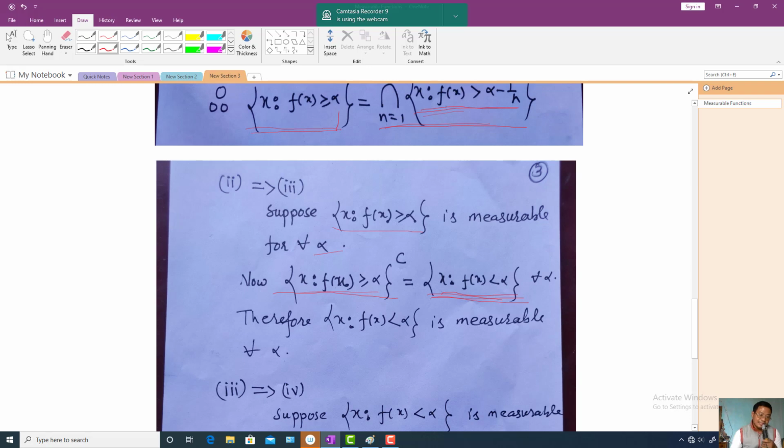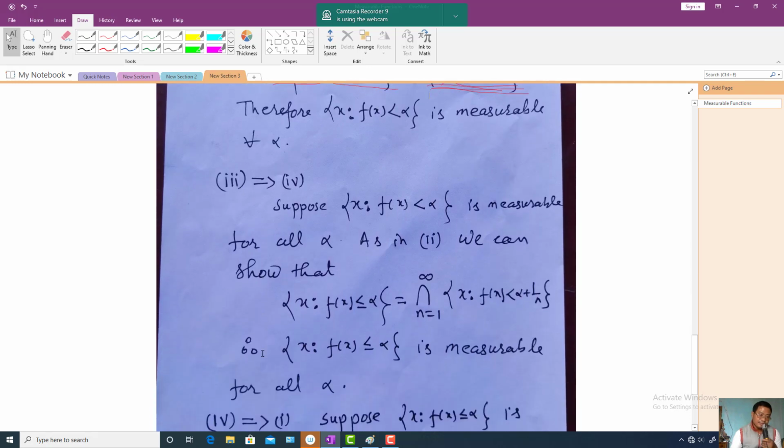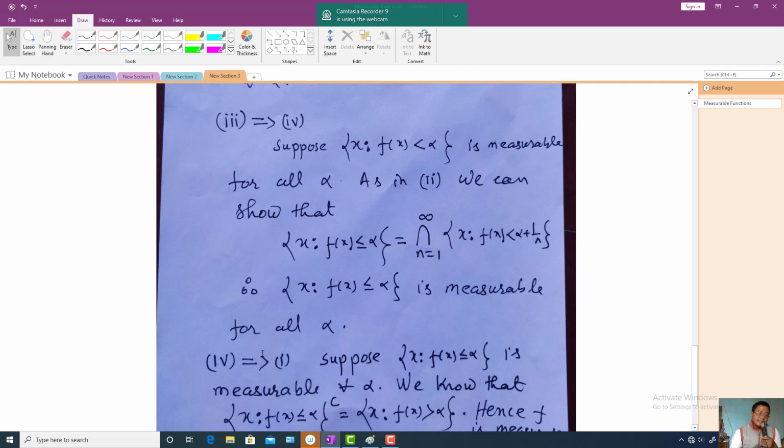Next, assuming statement number 3, let us prove statement number 4. See, what is statement number 3? Statement 3 is x such that f of x is strictly less than alpha for every alpha is measurable. If you take any alpha, then you define the set x such that f of x is strictly less than alpha, the set is measurable. That is statement number 3. Now we are going to prove statement number 4.